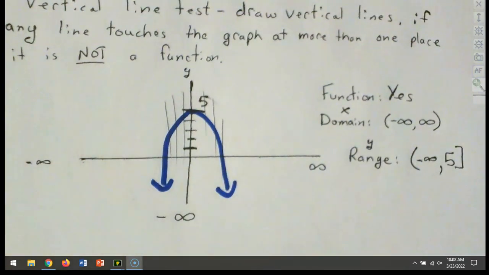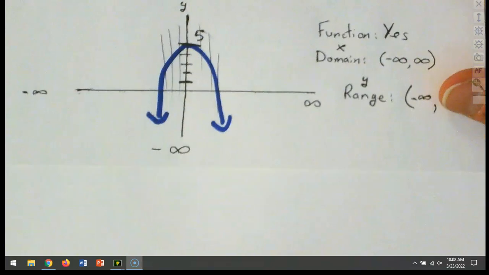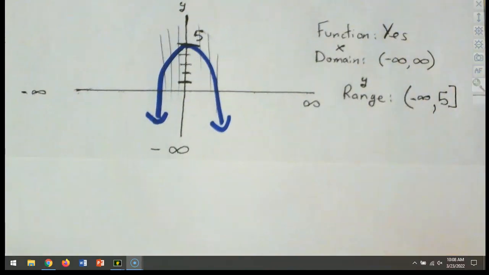If it was flipped around, and let's say it was on its side, let's do another graph, and let's put this graph, similar picture, let's put it on its side.